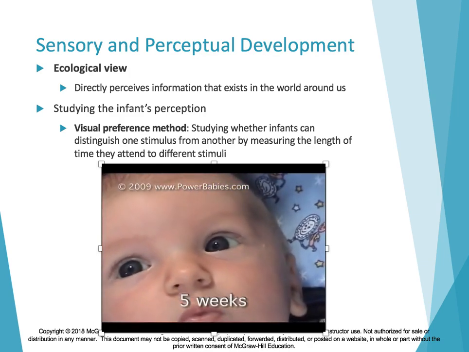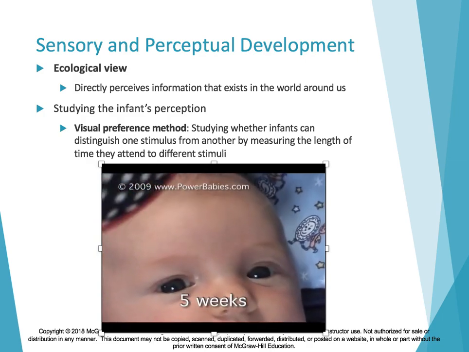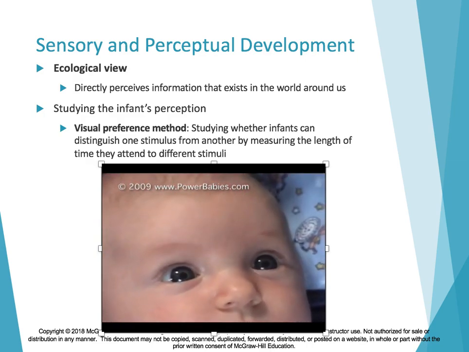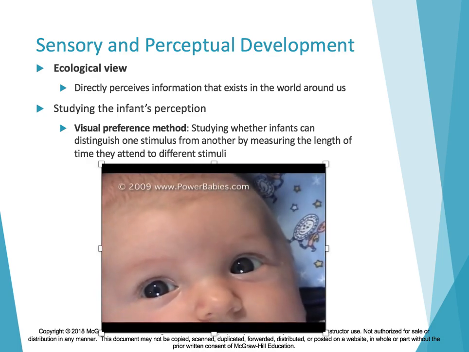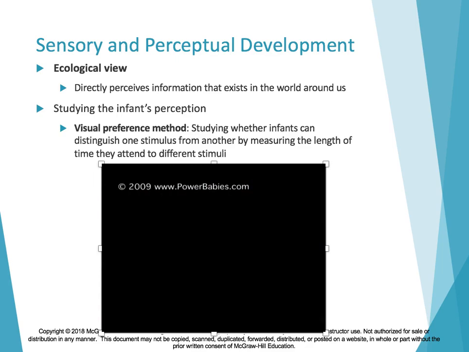A close-up of this 5-week-old shows the eye movements well. They are rapid and accurate, but still no smooth tracking. The brain systems responsible for this are not yet fully functional.